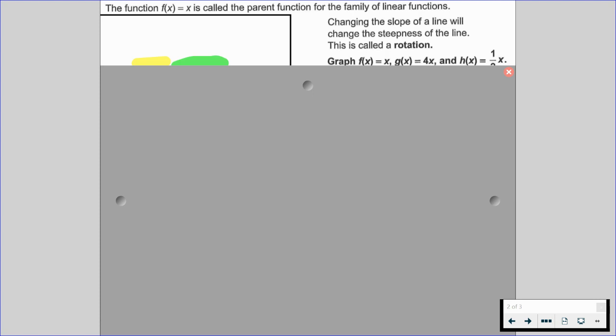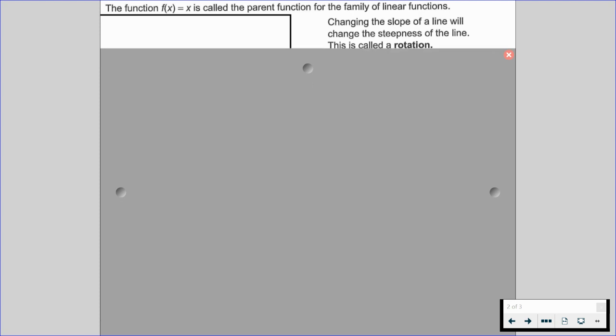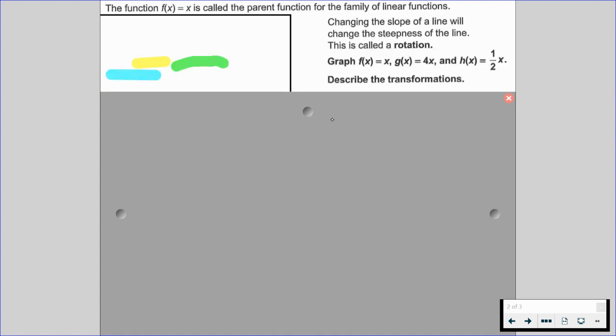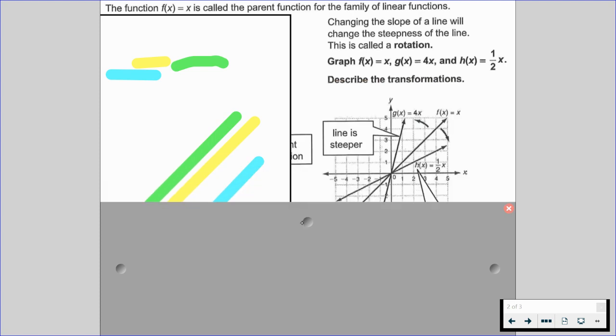So with this, let's talk about rotations. So changing the slope of a line will change the steepness of that line. This is called a rotation, right? Like we're turning on our coordinate plane. So we're going to graph f of x is equal to x, g of x is equal to 4x, and h of x is equal to 1/2 x. And we're going to describe those transformations.